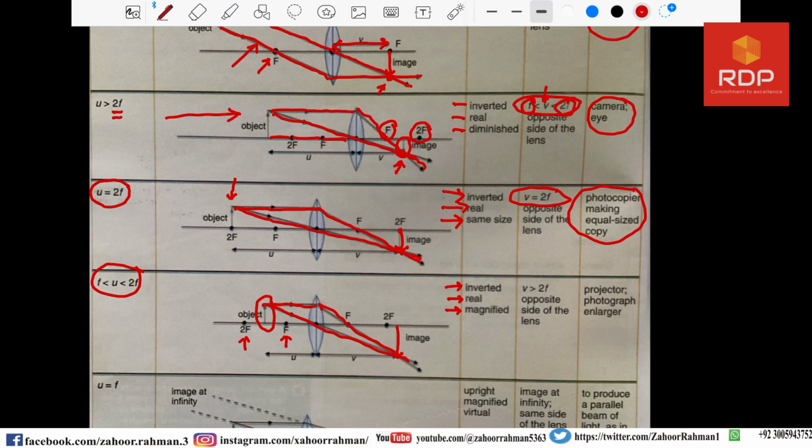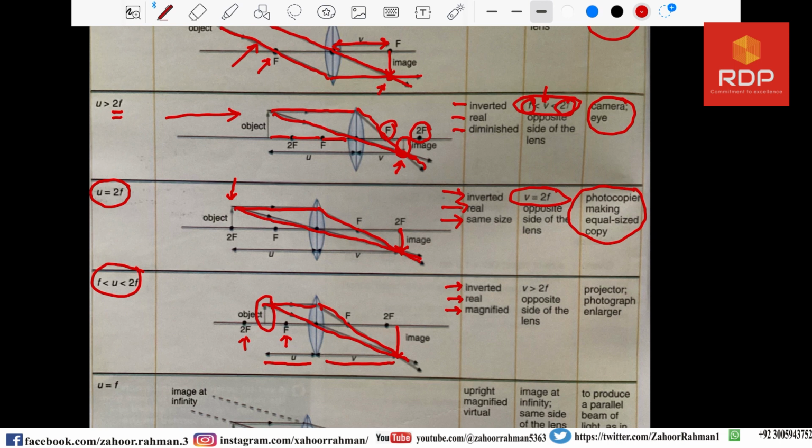You can see that this is u and this is v, which is the image distance. So the image distance will be larger from the center of the lens as compared to the object distance from the center of the lens.